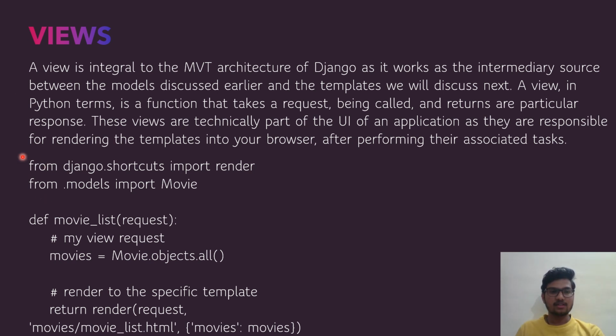Here is a sample code given. From django.shortcuts import render, from .models import Movie. So the Movie that we have created in the model is imported here, and we define the movie list within a request, and my view request is given through this line, which is movies = Movie.objects.all. Next we will be rendering to the specific template. So for that we use return render(request, 'movie_list.html', {'movies': movies}).